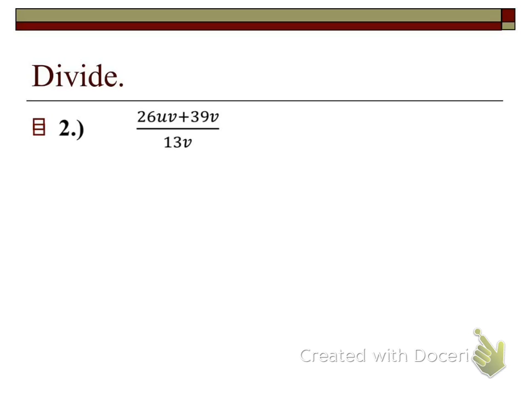All right, on number 2, how many terms are in our polynomial? Two of them. We've got the 26uv and also the 39v. They're each going to get divided by the same denominator. So they're each getting divided by what? 13v. Don't leave off the variable part. All right, on this one we have to divide by a variable. It's a little different from last time. It's going to be similar to how we did these last week though.